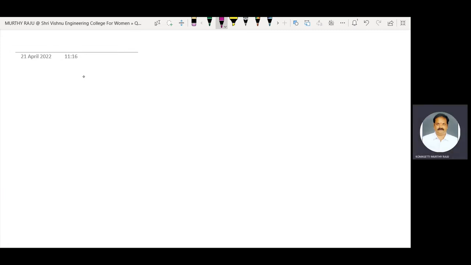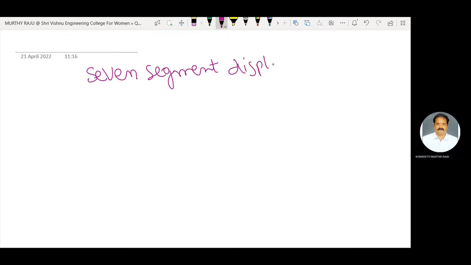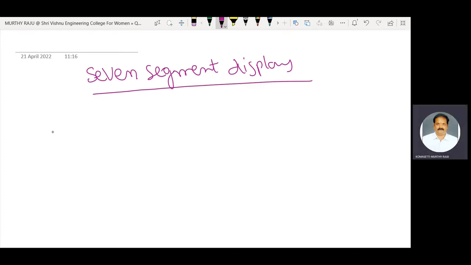The topic to be discussed here is the 7 segment display. The 7 segment display has 7 LEDs called segments arranged in the shape of number 8. They are easy to use and cost effective.